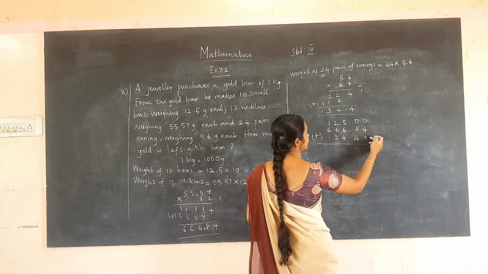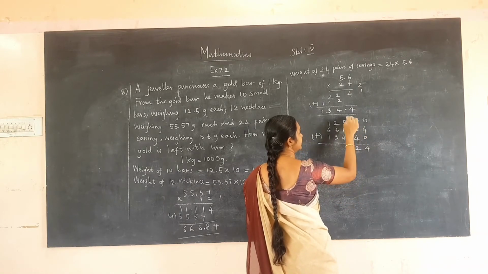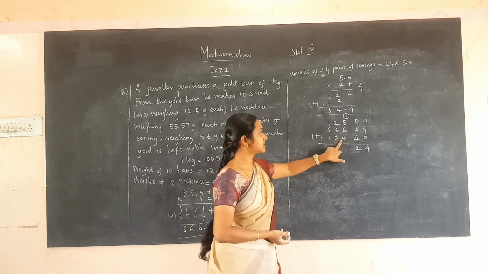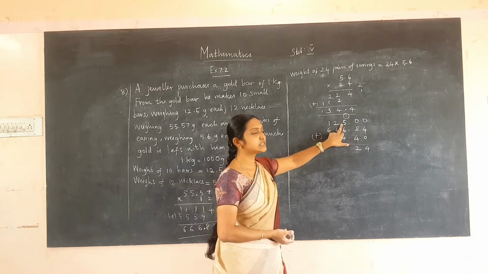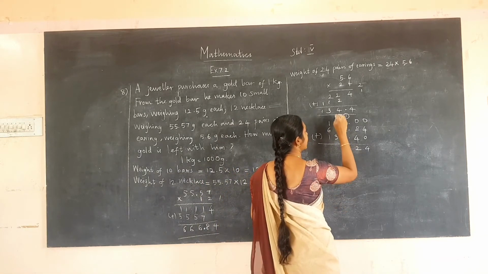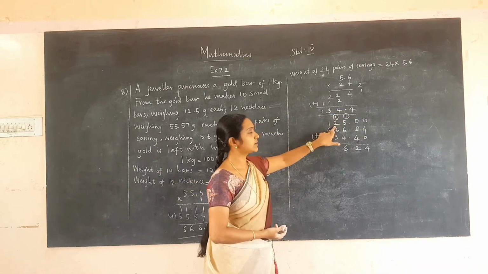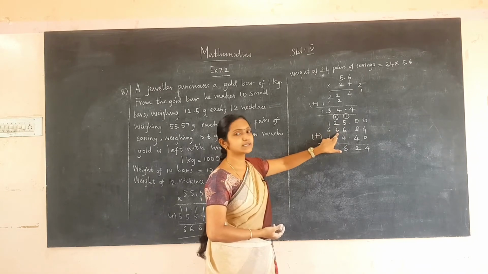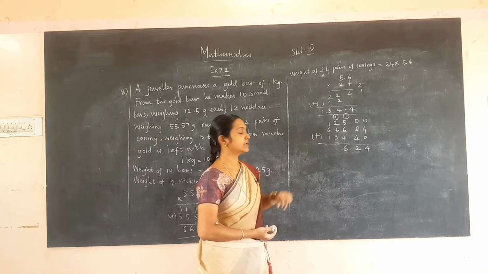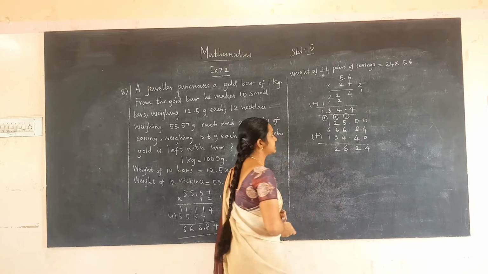4 plus 0 plus 0 is 4. 8 plus 4 is 12. So write 2 here and 1 is carried to next place. 6 plus 4 is 10. 10 plus 5 is 15. 15 plus 1 is 16. So write 6 here and 1 is carried to next place. 2 plus 1 is 3. 3 plus 6 is 9. 9 plus 3 is 12. So write 2 here and 1 is carried to next place.